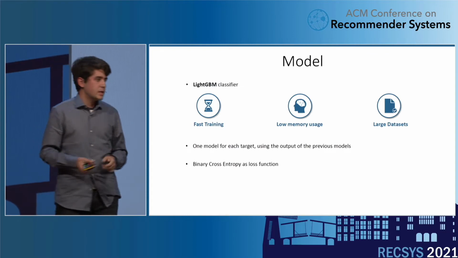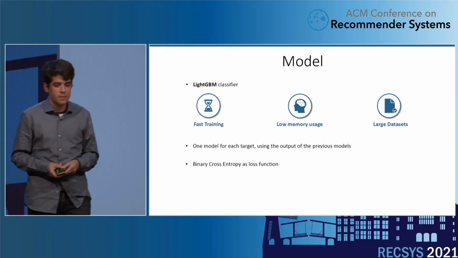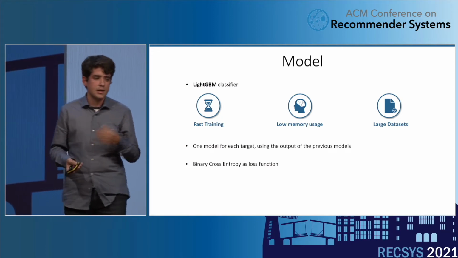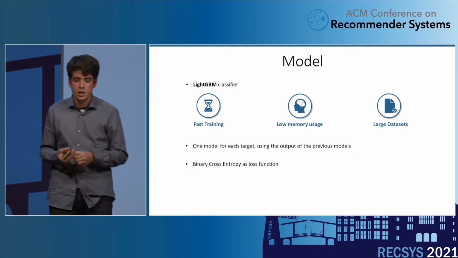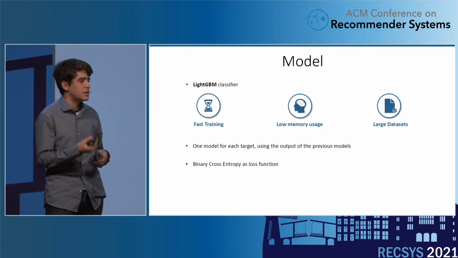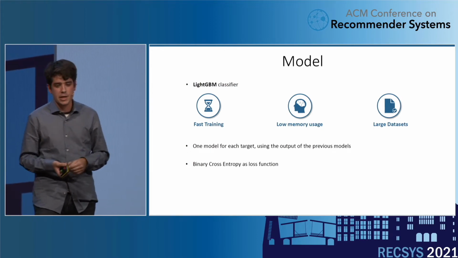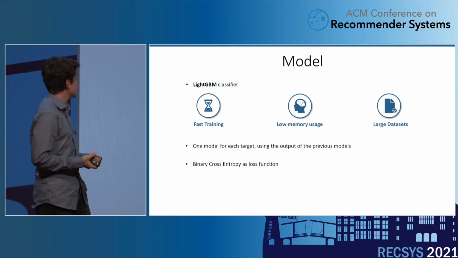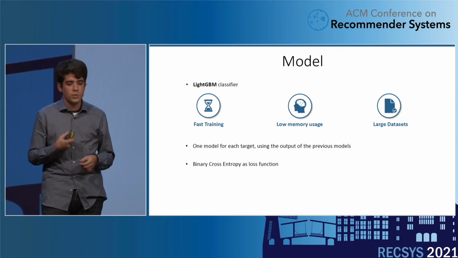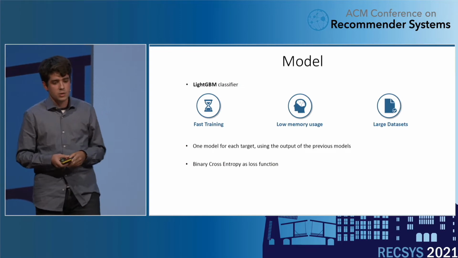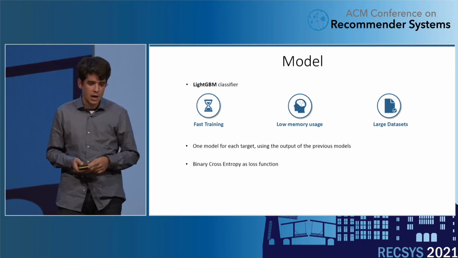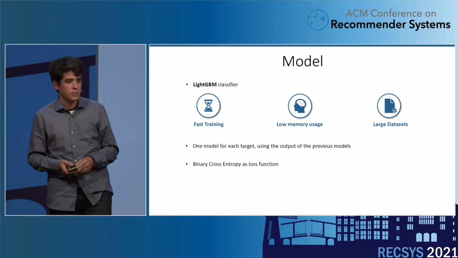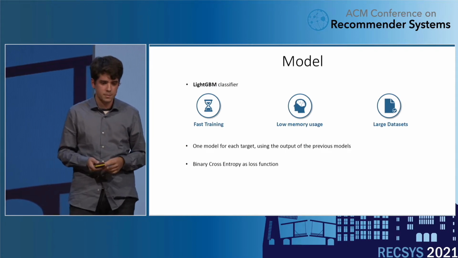The model that we decided to use was LightGBM because of the fast training and low memory usage, and it can handle large data sets, also because it handles categorical features natively. And we used, as I said, one model per target, and used the output of the previous model to impute to the next one. And we used binary cross entropy, since it's a metric very related to the one that was used to evaluate our submissions.